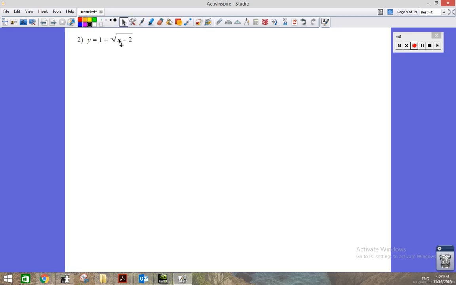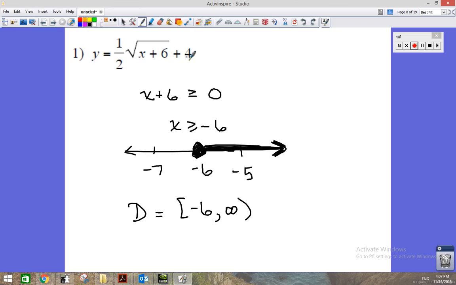Same idea in number 2. Now many people were asking me, what about this plus 1? What about this 1/2, this 4? Those are vertical transformations. They're affecting the graph. This is a vertical shrink. This is shifting the graph up. It's changing the range, not the domain. And I'm not going to have you find the range from equations. I'm only having you find the range if I give you the graph.